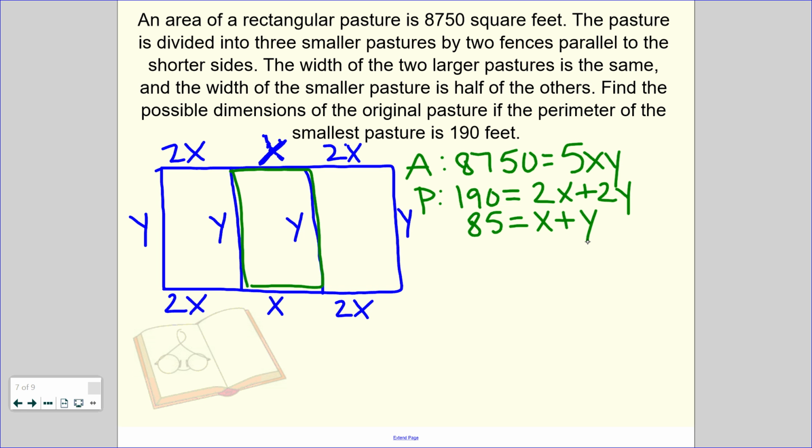And then I would probably solve this using substitution. So let's say I wanted to get my y alone. Y would equal 85 minus x. And I could plug that back in the top here, and I can solve for x. Go ahead and try to finish this problem on your own. Solve for x and y.